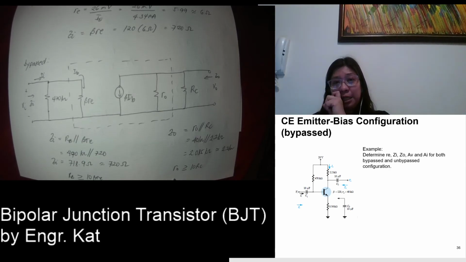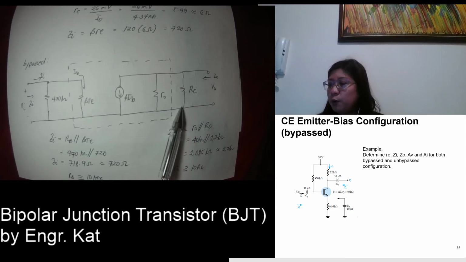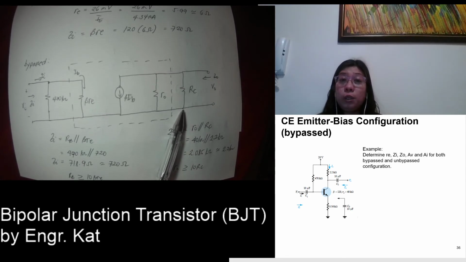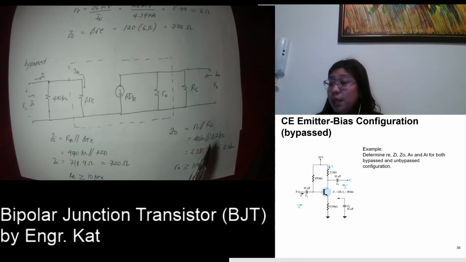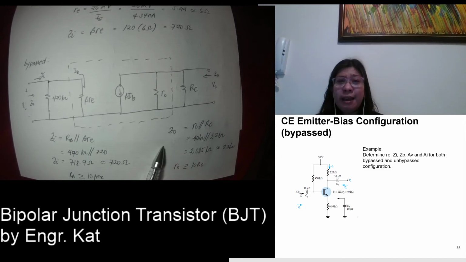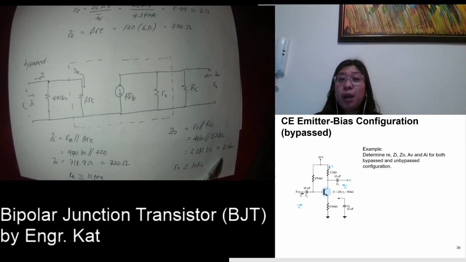Okay? And if we satisfy this condition wherein your RO is greater than or equal to 10 times your RC, we can approximately say that your ZO is equal to your RC. So let us see if we satisfy this condition. What is our RC? RC is 2.2 kilo ohms. So 2.2 times 10, that will give you 22 kilo ohms. 40 kilo ohms is greater than 22 kilo ohms. So as you can see, we had an output impedance which is approximately equal to your RC.